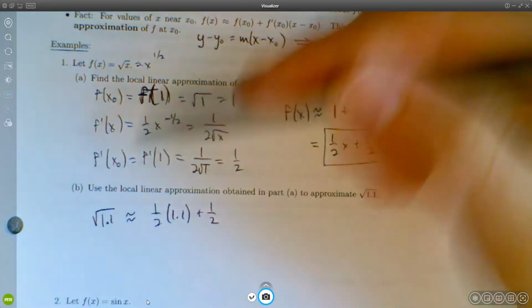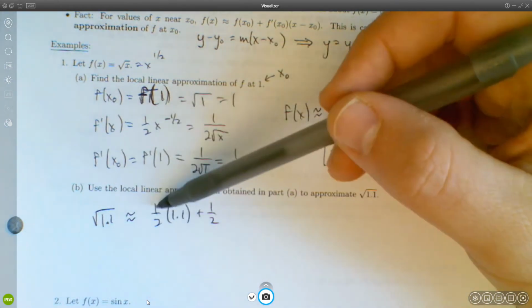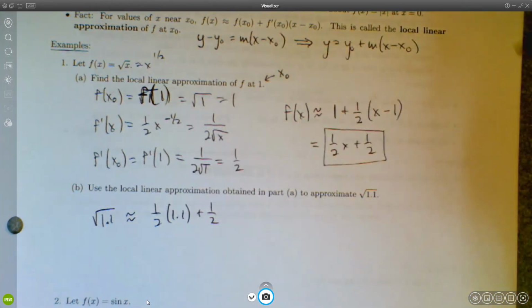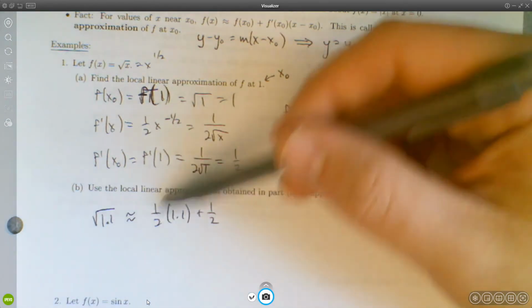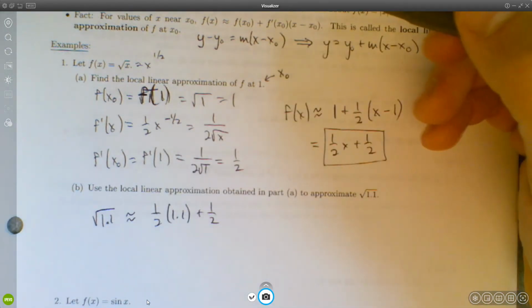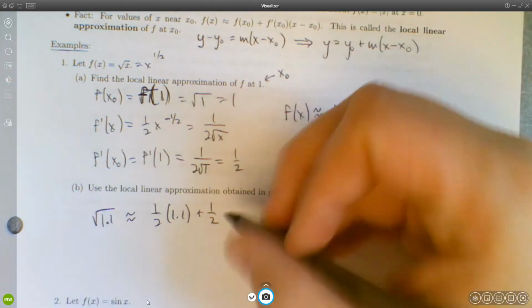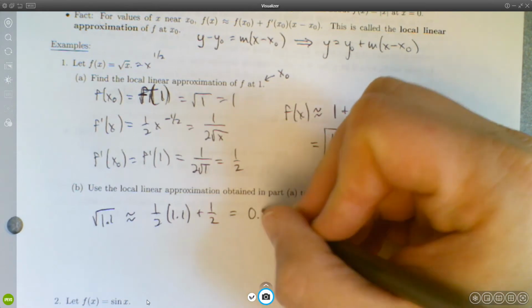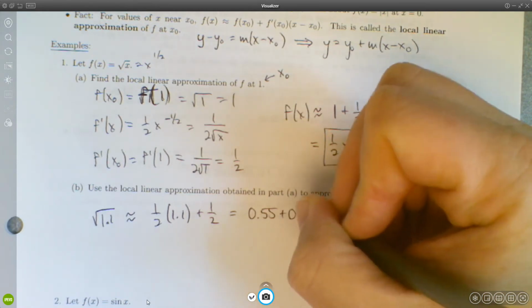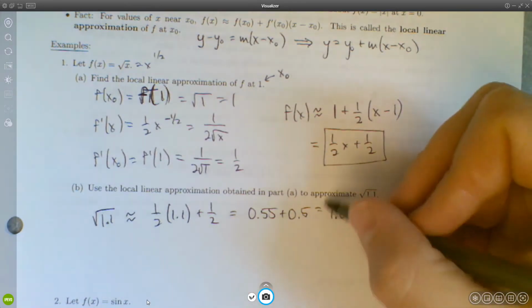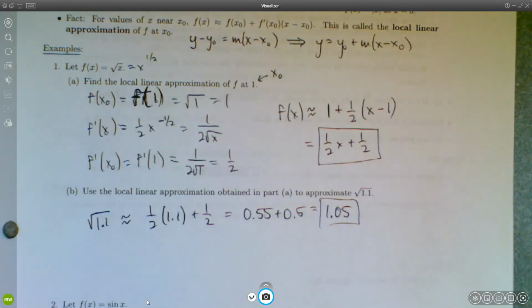Let's see if we can do this in our heads, right? So 1/2 is the same as 0.5. 1 times 0.5 is 0.5, and then 0.1 times 0.5 would be 0.05. So I think 1/2 times 1.1 should be 0.55. And then plus another 1/2, so 0.55 plus 0.5 is going to be 1.05, approximately, right? So square root of 1.1 is approximately 1.05, and let me check my math with my calculator.